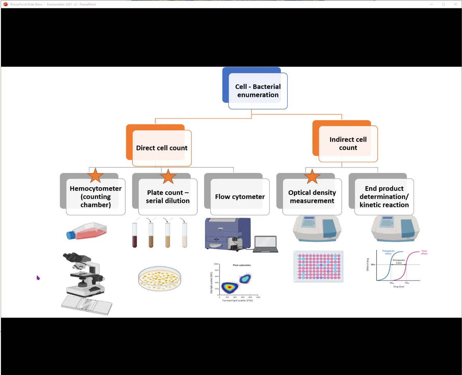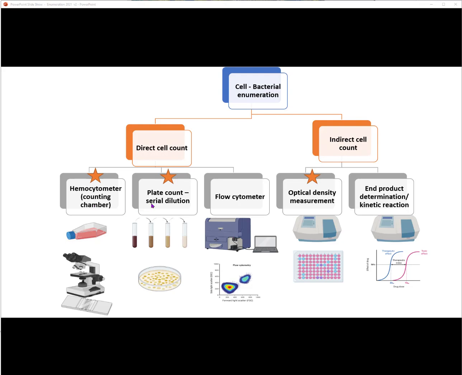So the different ways of direct cell counts are the hemocytometer, which is a glass slide where you put a suspension of your cells and you're actually physically counting individual cells and then multiplying it to understand how many CFU or cells per milliliter you have. And depending on whether you're staining it or not, you can distinguish between live and dead cells.